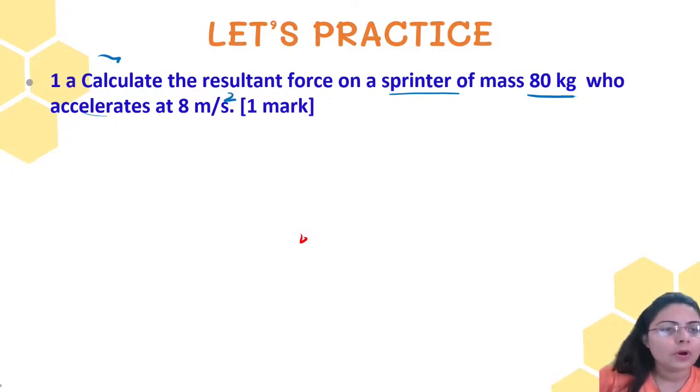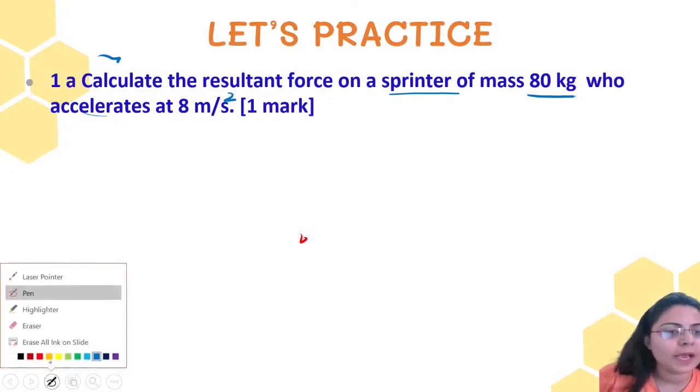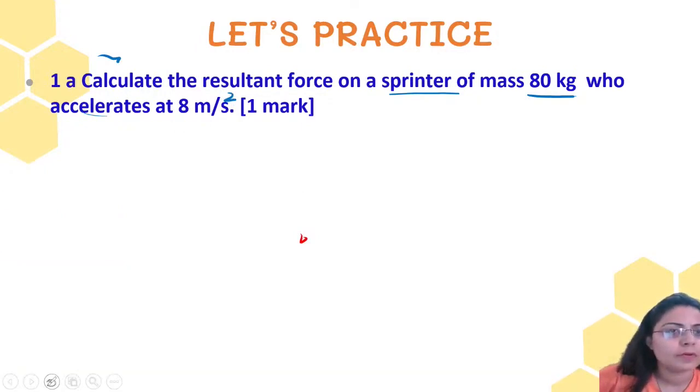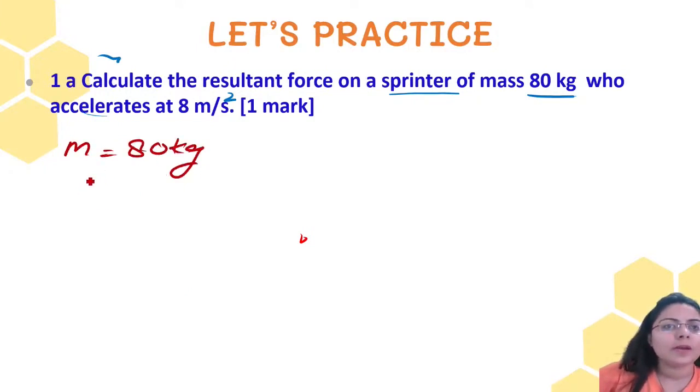So what are the parameters we have? Yes, guys, what parameters do we have? We have the mass, which is 80 kg. All right. What else do we have? We have the acceleration of the body.